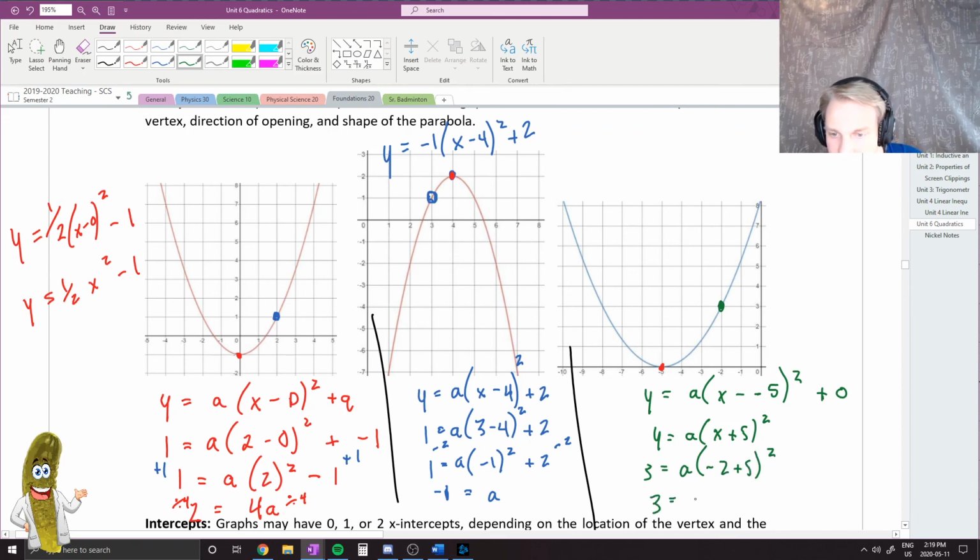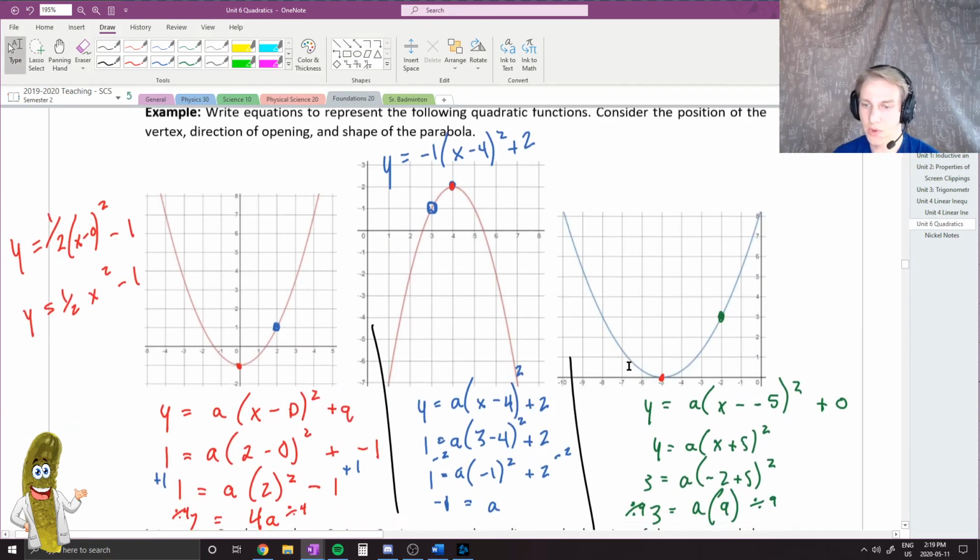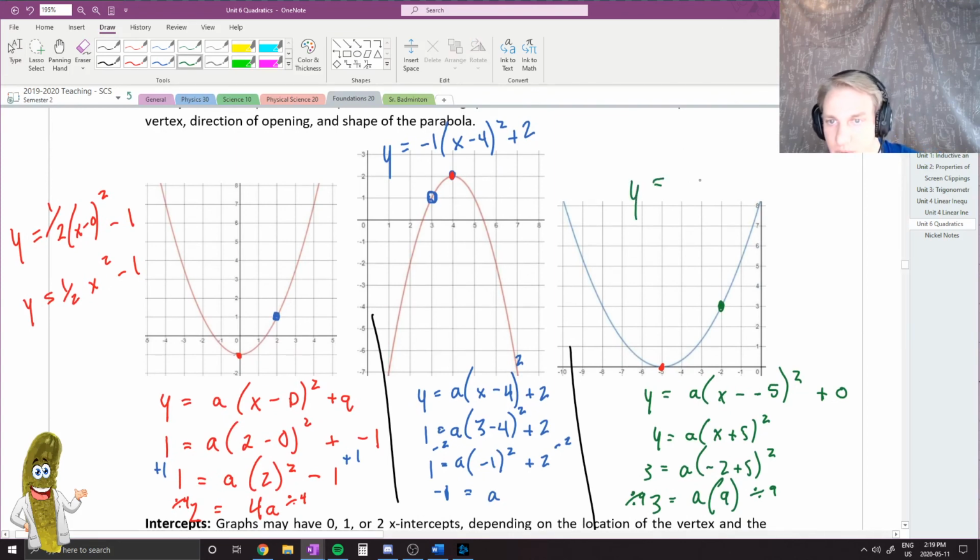So 3 is equal to a times, in this case, this will add to 3, so 3 squared is 9, so a times 9. We would need to divide both sides by 9. And what we'd end up getting then is 1/3 is equal to a. So for our final equation then, we can say that y is equal to 1/3 times x plus 5 squared. And that's the final formula for that graph there.